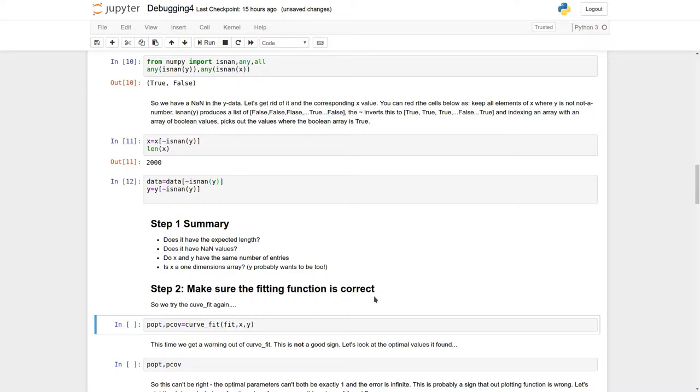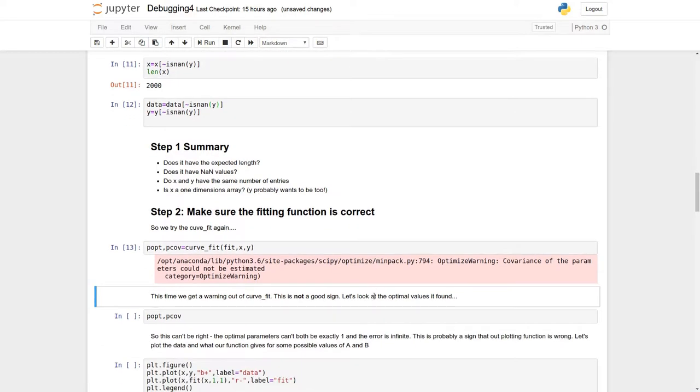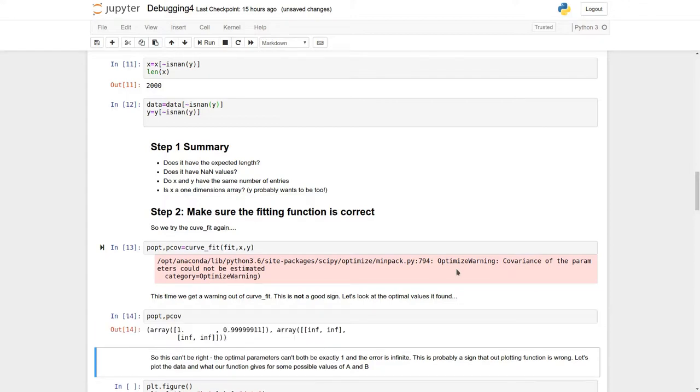So here we go and feed it again to the CurveFit. And now it runs and it doesn't crash out, but it produces this warning. Now this is not a good sign. In this particular case, it's saying optimizer warning, and it has some problem with the covariance. So let's have a quick look and see what it's actually found in our optimal parameters and the covariance matrix.